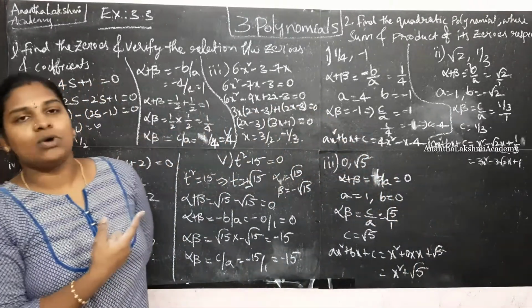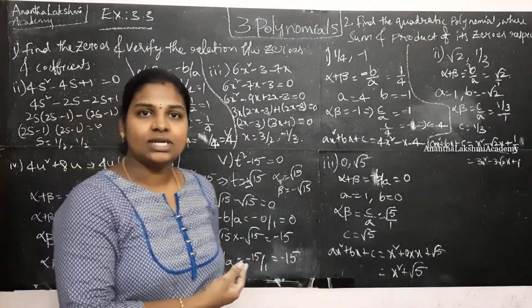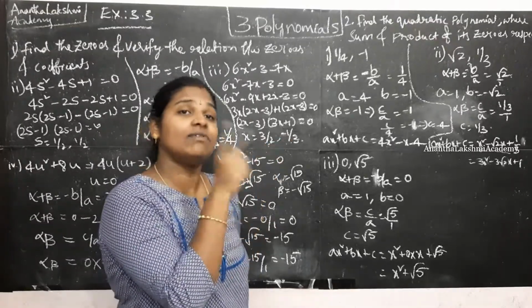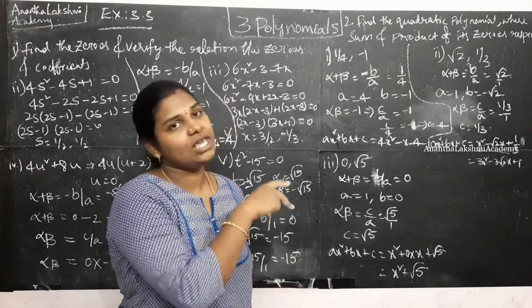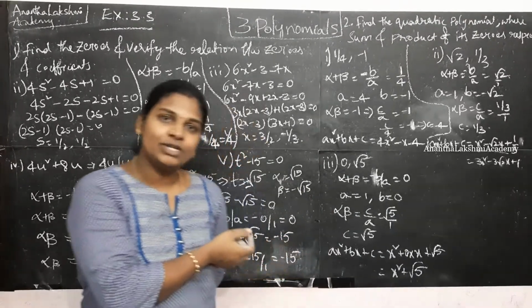So that's about problem number 2. In the problem number 1, we have figured out the zeros and verified the relation. In problem number 2, given the sum and product of the zeros, we figured out the quadratic polynomial. Alright, so let's jump into problem number 3.